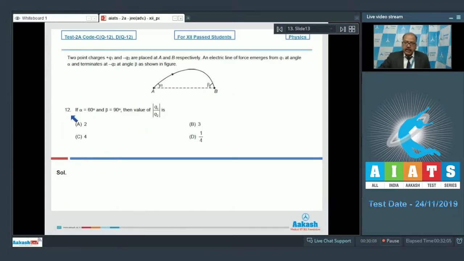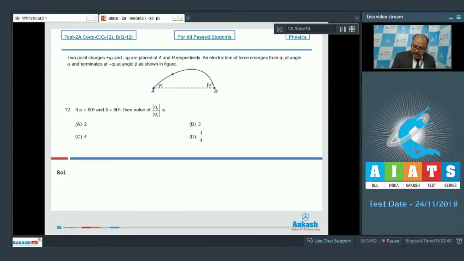AB. Now question 12 says if alpha is 60 degree and beta is 90 degree, then value of mod Q1 by Q2 is equal to, the solution will be based on the Gauss law, and the solution will also be based on the concept of electric flux.